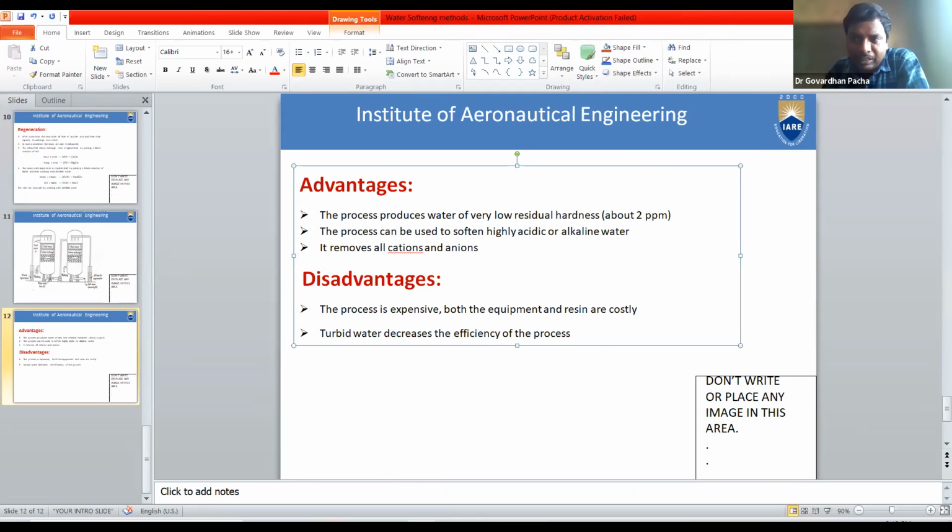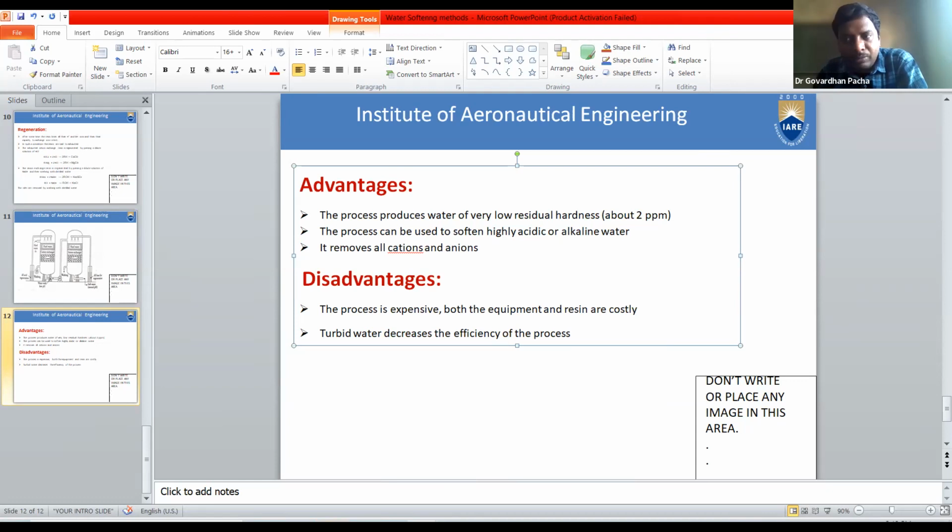What is the resultant hardness of water? 2 ppm. Okay, ma, the resultant hardness decreases up to 2 ppm. What is the second advantage, ma? Highly acidic or alkaline. Okay, so this process is useful to soften the highly acidic and alkaline water.